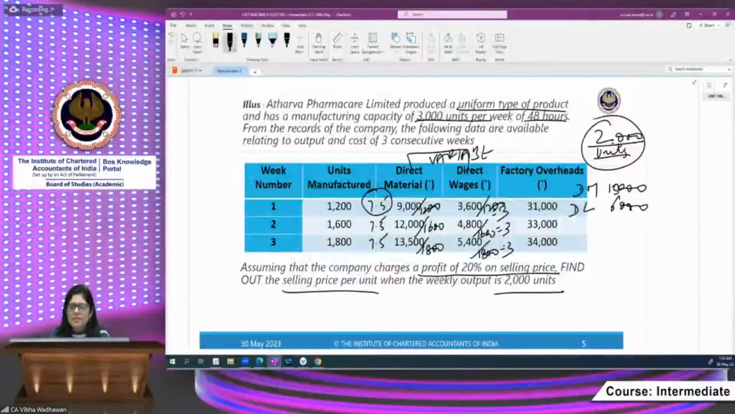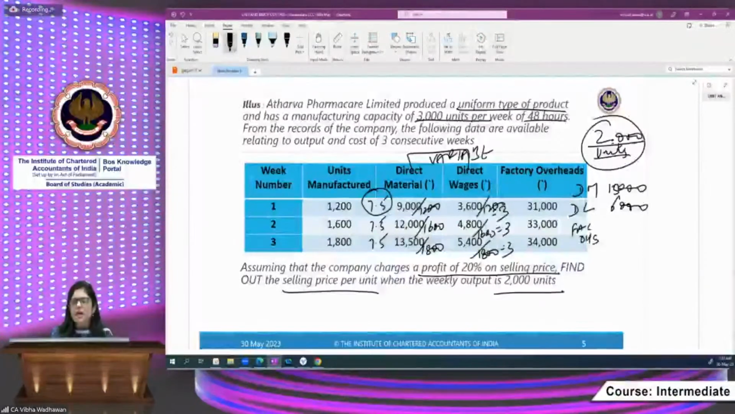3 per unit, 6,000 is your direct labor. Clear? So first of all, the first step is to find out which is the variable cost and which is the fixed or semi-variable cost. Clear? So material and wages are always 100% variable. Direct material and direct labor. Clear? Okay. So then coming to factory overheads.